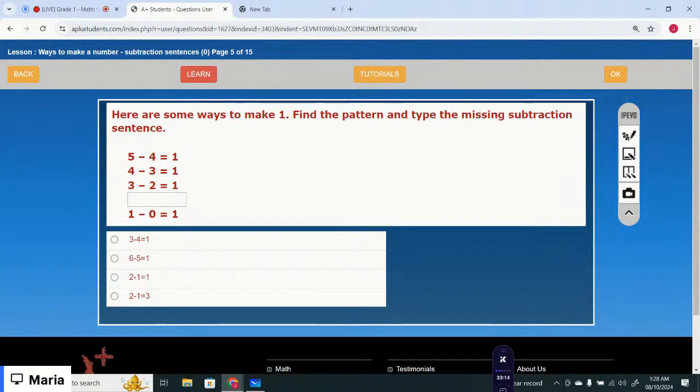Here are some ways to make 1. Find the pattern and type the missing subtraction sentence. So which is the correct option?